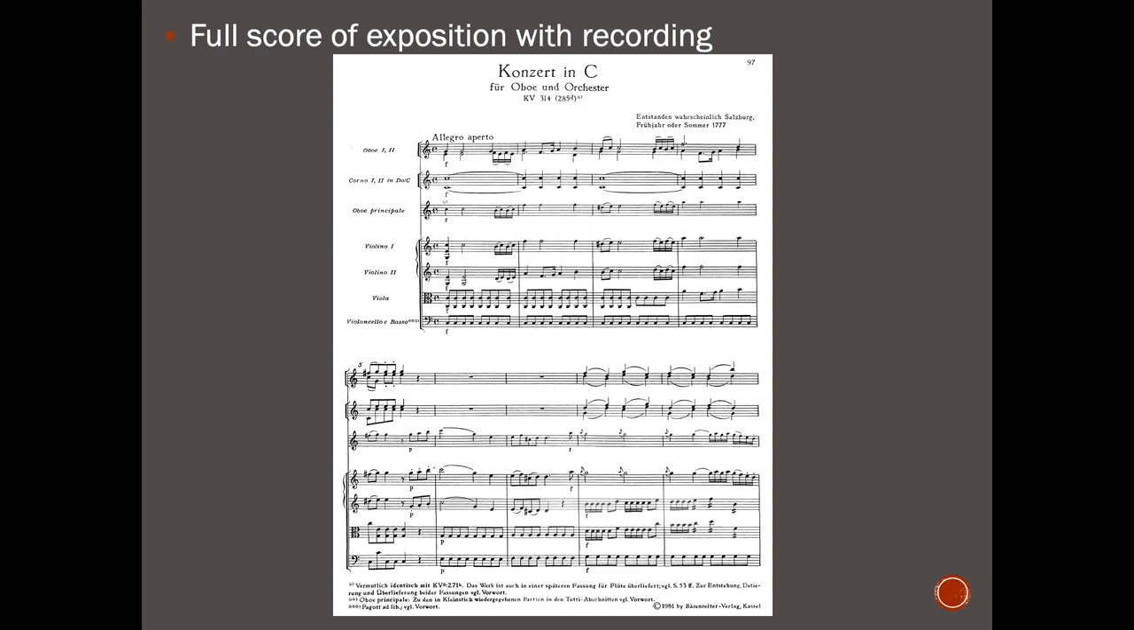We may be slightly loud here. Volumes here. I'm going to drop this down a little bit. As soon as I'm sure this is going well, I'll go back to the score. We can follow the score.